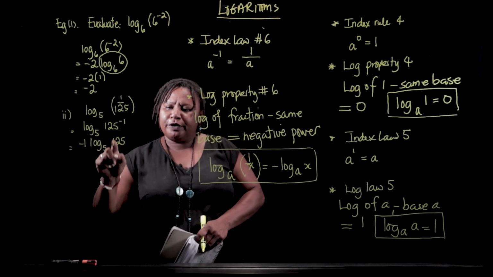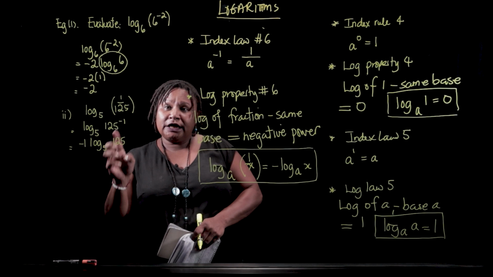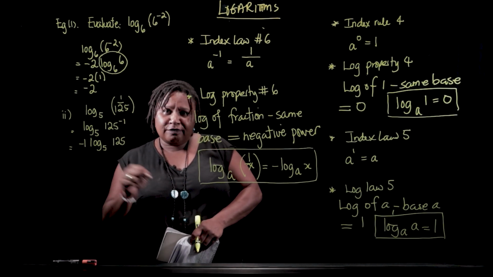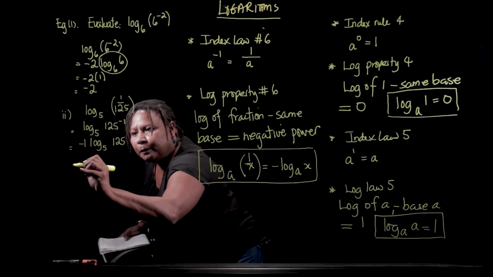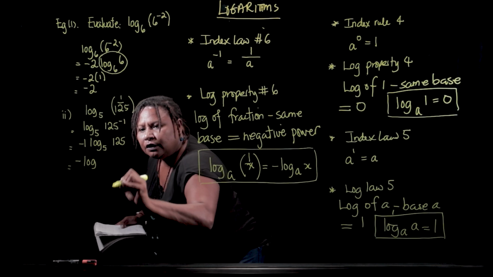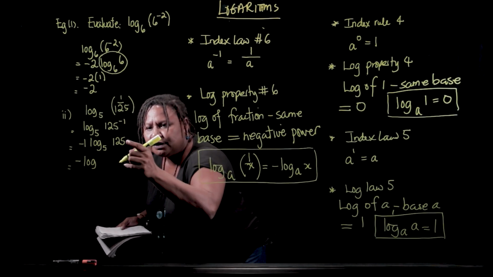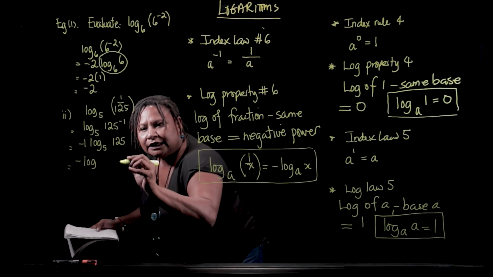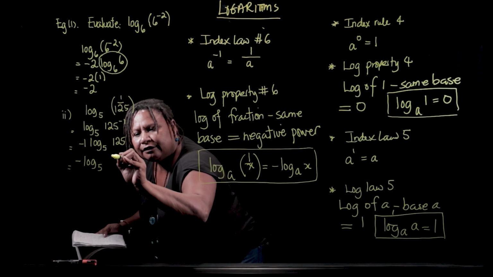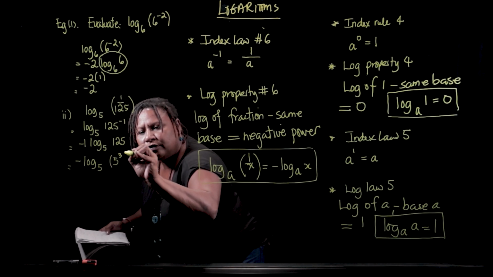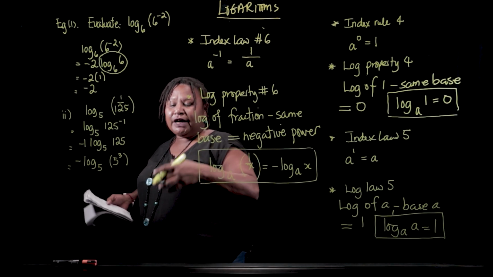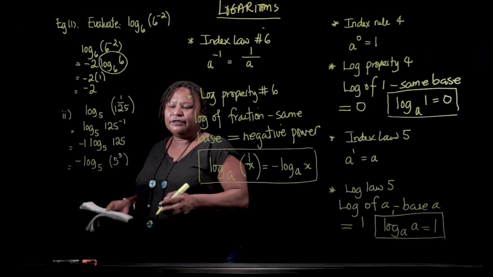So now we have to break 125 down so that we express it as a number with base 5. Negative log. How many times will 5 be multiplied to give us 125? That's 3 times, okay? So with base 5, we have 5 to the power of 3. 5 times 5 is 25, and 25 times 5 gives us 125.